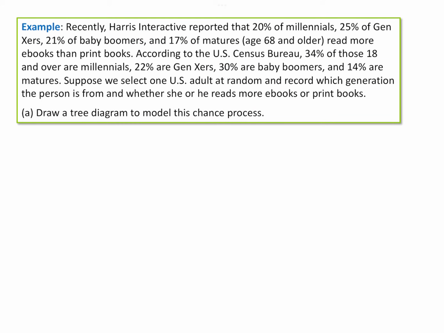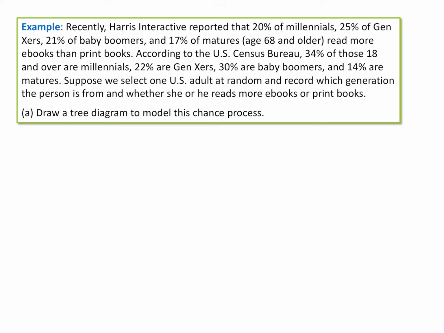recently, Harris Interactive reported 20% of millennials, 25% of Gen Xers, 21% of baby boomers, and 17% of matures read more ebooks than print books. So according to the U.S. Census Bureau, 34% of those 18 and over are millennials, 22% are Gen Xers, 30% are baby boomers, and 14% are matures. So let's suppose we select one U.S. adult at random and record which generation the person is from and whether he or she reads more ebooks or print books. So what we want to do first is we just want to draw a tree diagram of this.